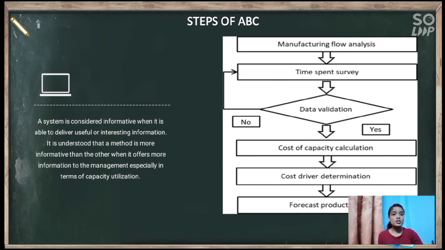The figure shows the 5 steps of applying the ABC method. In ABC, cost driver information is highlighted as it is used as a rate and to forecast the product cost. It is beneficial to the company for decision making in future. Let me explain all the 5 steps.